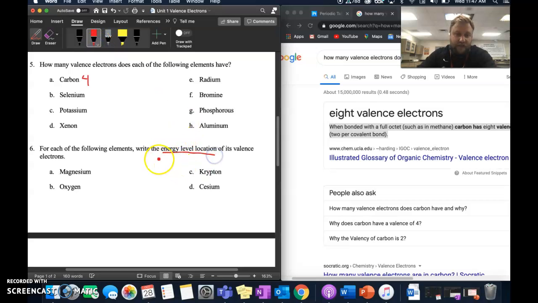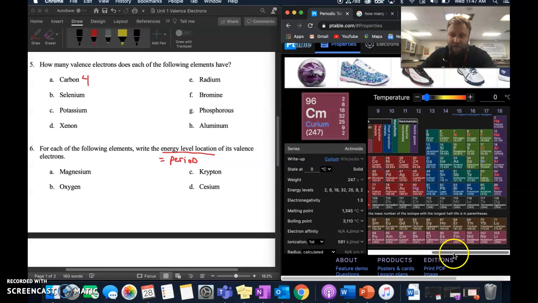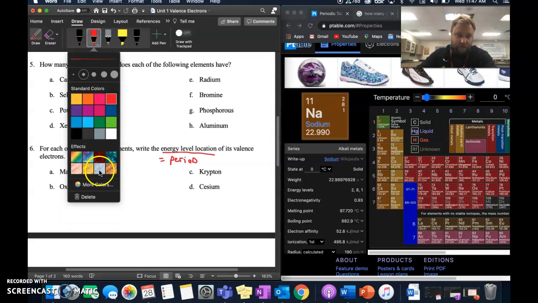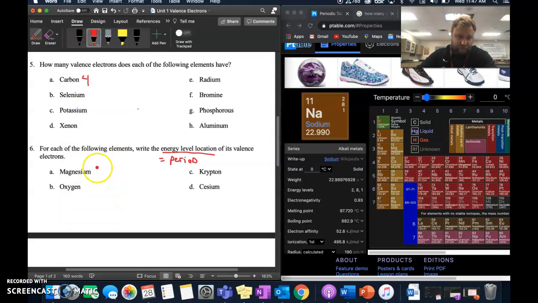For number 6, when I went through those, remember your energy level, where you find your valence electrons, is going to be equal to the period it's found in. So the example of magnesium, if you look at magnesium, it's right here. It's in our 3rd period. So that's where we would find the valence electrons.